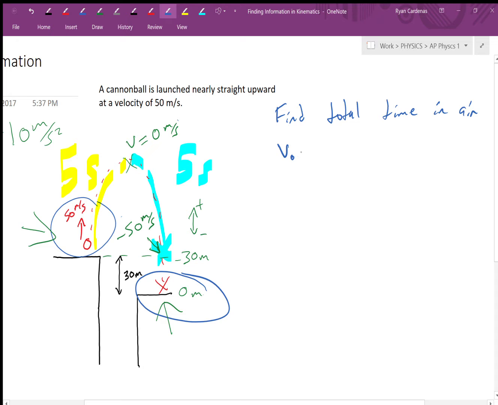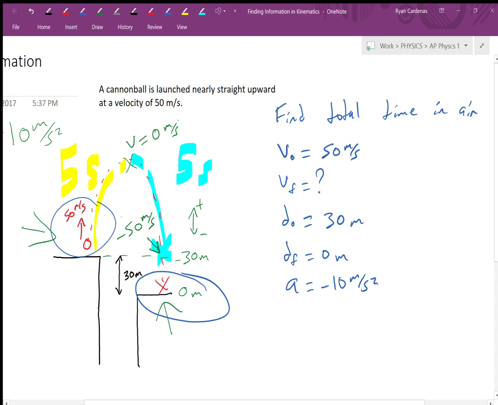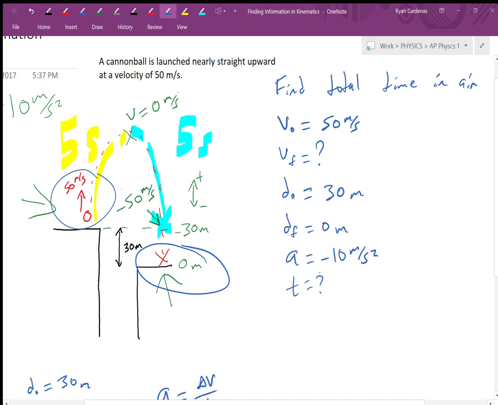My initial velocity, still 50. That's the speed that it was launched at. My final velocity, I have no idea. My initial displacement, according to my picture, is at an altitude of 30 meters. My final displacement, according to my picture, is at an altitude of 0 meters. I know acceleration due to gravity. Even though that's not in my picture, it's just something you know: the thing's moving through air, this is on Earth, so it's going to be accelerating at negative 10 meters per second squared. And my time, I want to find time.